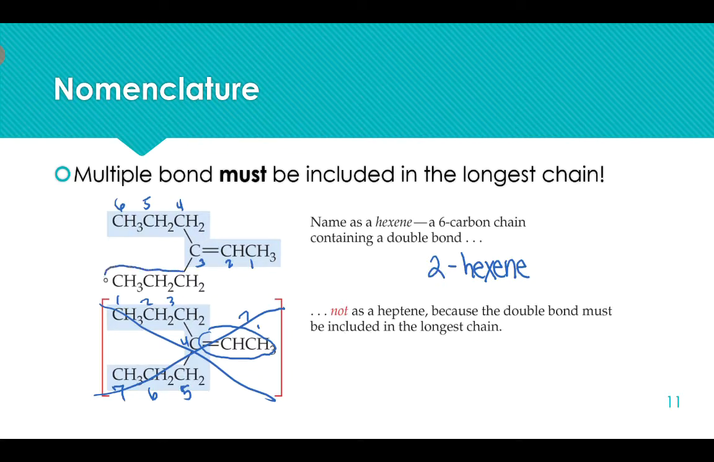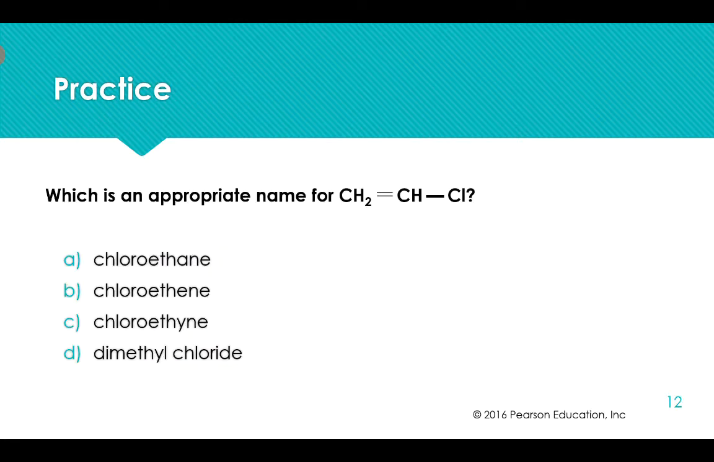Then I have to name this as a substituent on that chain. That's on the third carbon, so it's going to have a number 3. And there's 1, 2, 3 carbons in that, and so that's 3-propyl-2-hexene. Now I want you to pause the video and try to name this compound. Unpause the video when you are ready to continue.